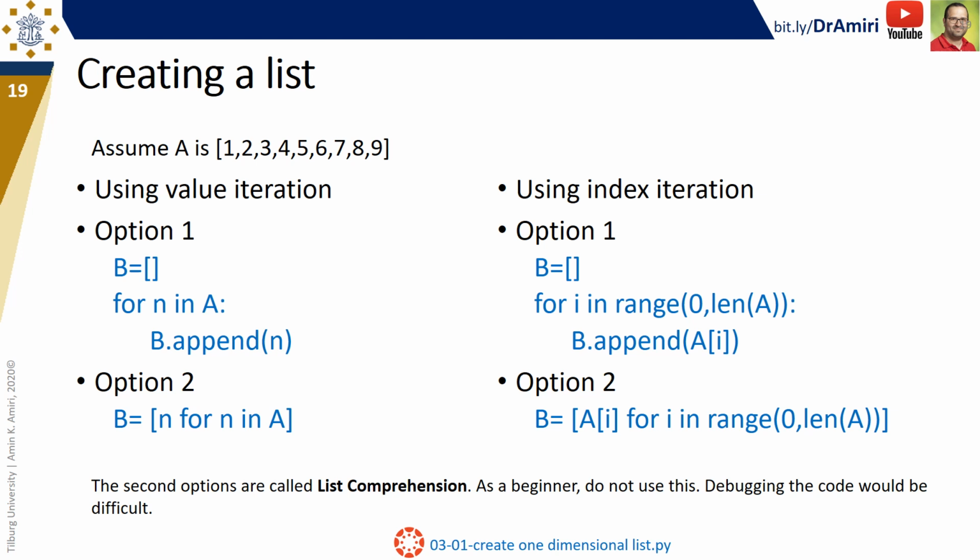And the second option is again a list comprehension. Rather than traversing the values, you traverse the indices, but this time using list comprehension. For i in range 0 to len A, so this will create a list of indices, but keep in mind that again, you need to use A bracket i.